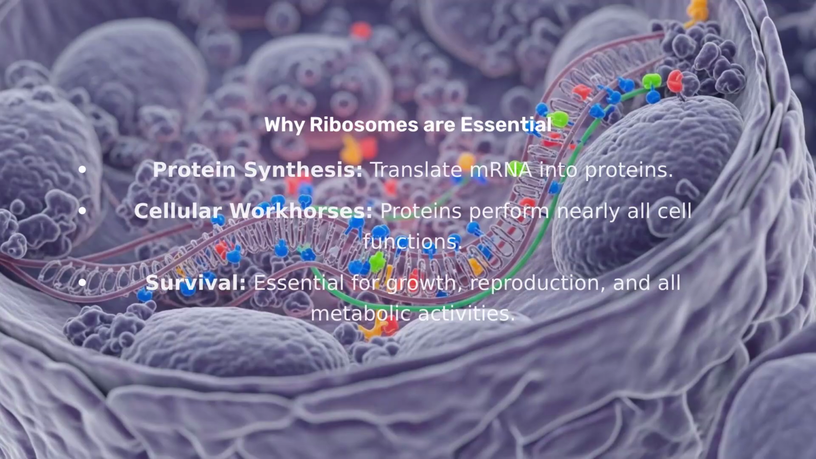Ribosomes are absolutely essential because their primary function is protein synthesis, also known as translation. They read the genetic instructions carried by messenger RNA, or mRNA, and then assemble amino acids into functional proteins. Proteins are the workhorses of the cell. They provide structural support, catalyze chemical reactions as enzymes, transport molecules, and act as signaling molecules. Without ribosomes, a cell cannot produce the proteins it needs to survive, grow, or reproduce.